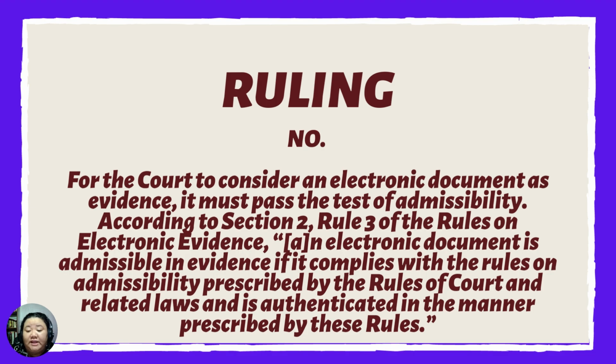For the court to consider an electronic document as evidence, it must pass the test of admissibility. According to Section 2, Rule 3 of the Rules on Electronic Evidence, an electronic document is admissible in evidence if it complies with the rules on admissibility prescribed by the rules of court and related laws, and is authenticated in the manner prescribed by these rules. Rule 5 of the Rules on Electronic Evidence lays down the authentication process of electronic documents. Section 1 of Rule 5 imposes upon the party seeking to introduce an electronic document in any legal proceeding the burden of proving its authenticity in the manner provided therein.